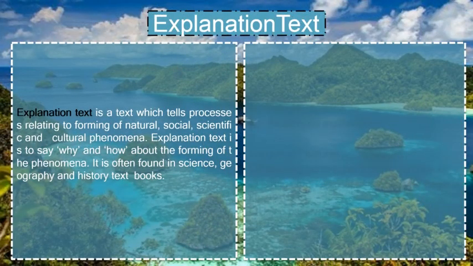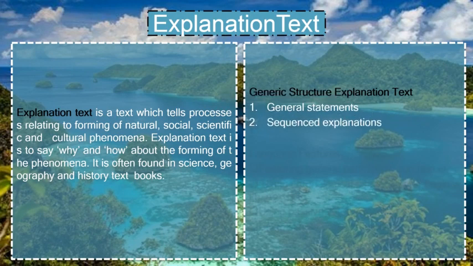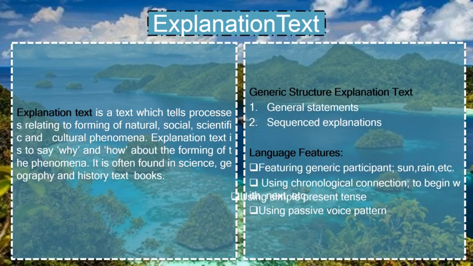Explanation text. Explanation text is a text which tells processes relating to the forming of natural, social, scientific, and cultural phenomena. Explanation text is to say why and how about the forming of the phenomena. This is often found in science, geography, and history textbooks. There are two kinds of generic structure of explanation text. The first is general statement, the second is sequence explanation.